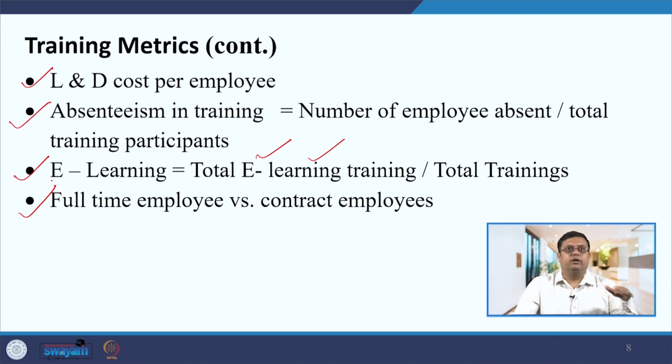So that is how you can calculate some of the important metrics related to training.